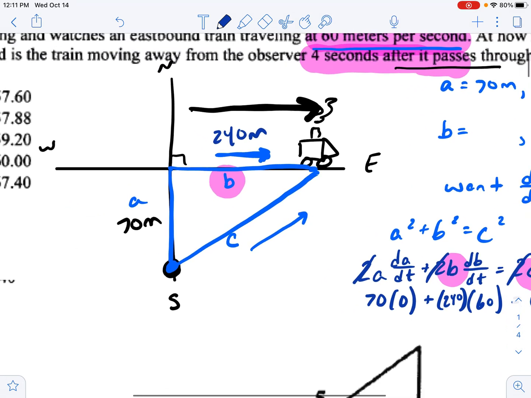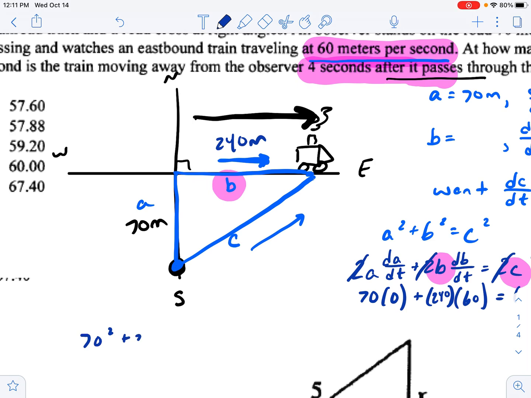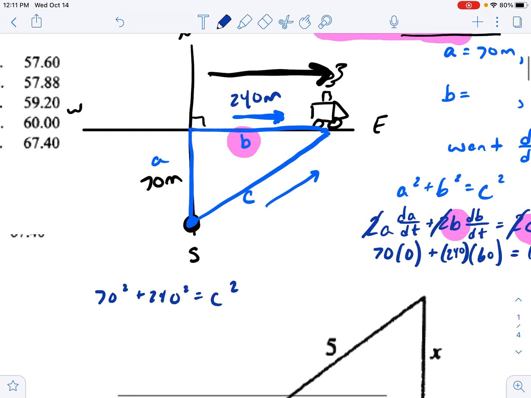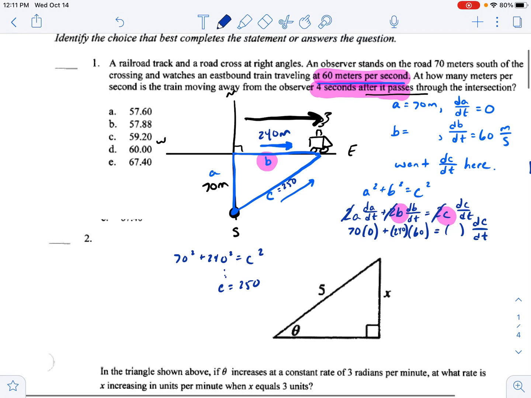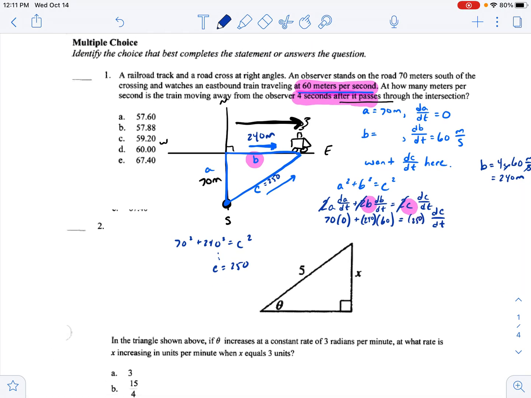And now we can actually use Pythagorean's theorem at this moment in time to get the hypotenuse C. So 70 squared plus 240 squared equals C squared. And I'll save you the trouble here. It actually comes out pretty nice, 250. Okay, so we get those values. And at this point now, we can grab our calculator and see what we got here. Solve for dC/dt. So I'm basically going to do 240 times 60, and then I'll divide that by the 250. And we're getting 57.6 right on the nose, which is choice A.